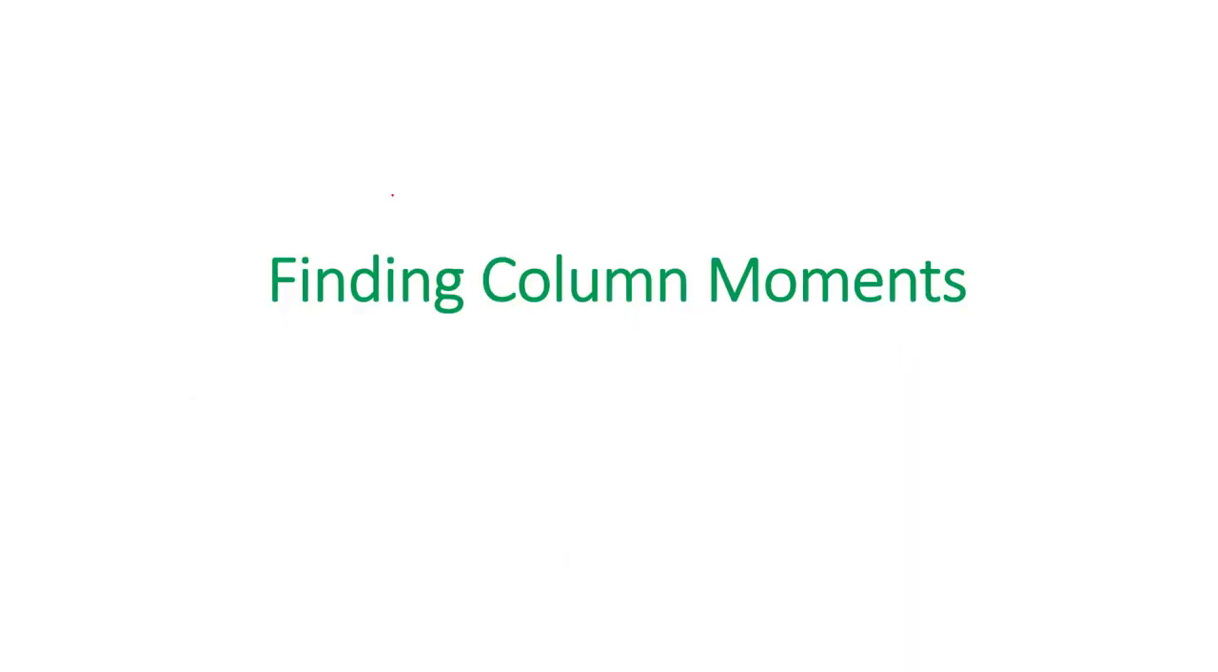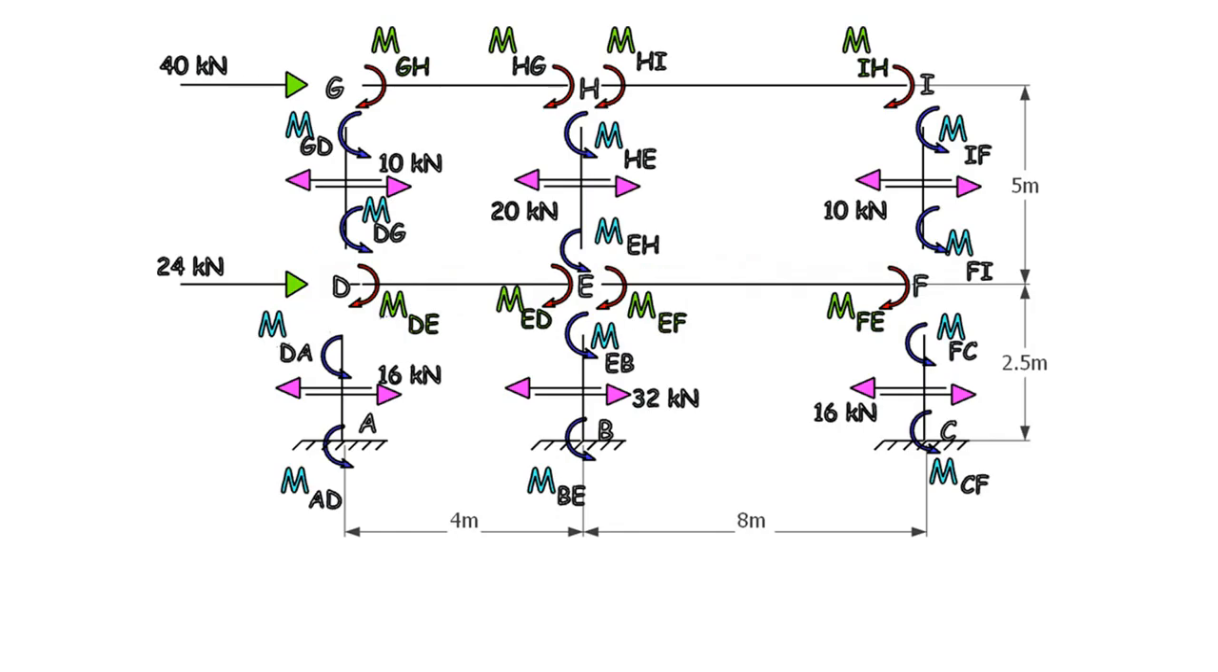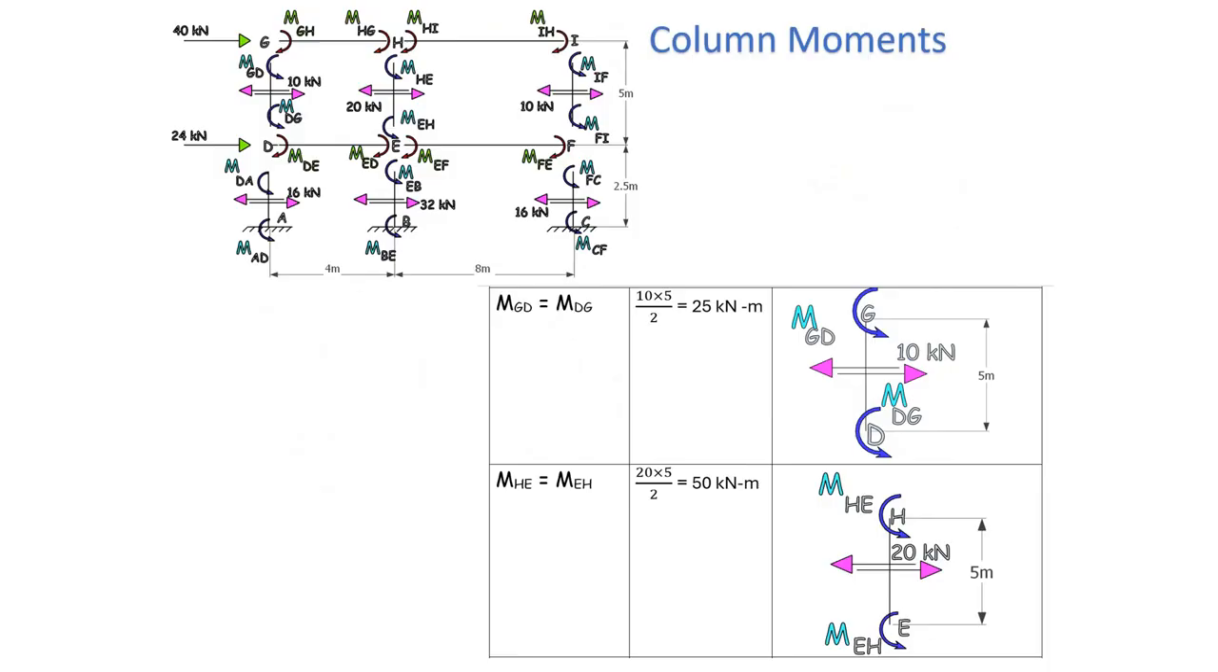Now proceeding further, we are going to find the column moments. This is the pictorial representation showing the free body diagram mentioning the column moments and the beam moments, as well as the shear in the columns. We will be using these shears of 10 kN, 20 kN, 10 kN, 16 kN, 32 kN and 16 kN for evaluating the column moments MGD, MDG, MHE, MEH and so on.